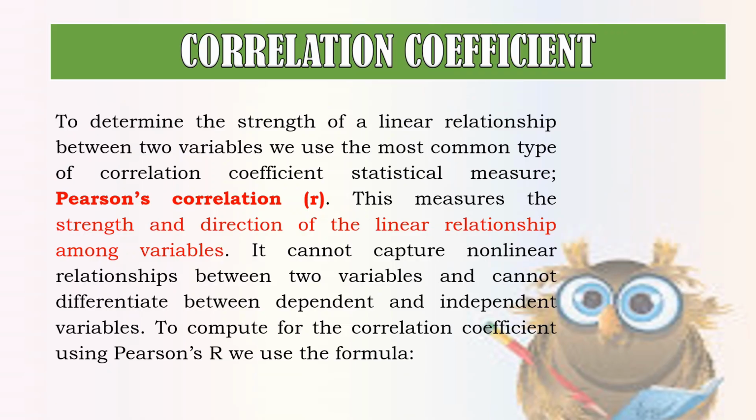The correlation coefficient. To determine the strength of a linear relationship between two variables, we use the most common type of correlation coefficient statistical measure. We call it Pearson r, or Pearson's correlation. This measures the strength and direction of a linear relationship among variables. It cannot capture non-linear relationships between variables, like the curvilinear one earlier.